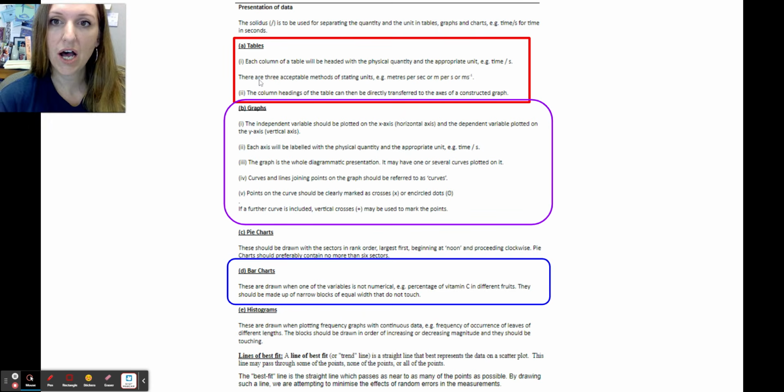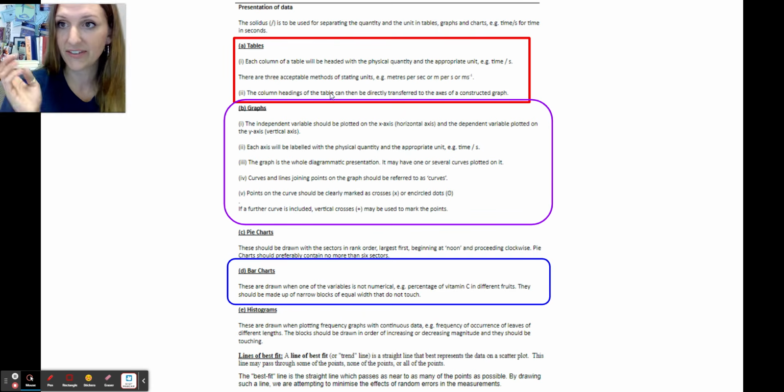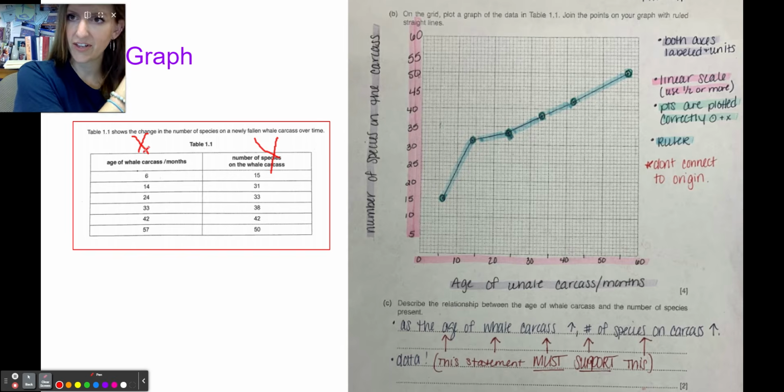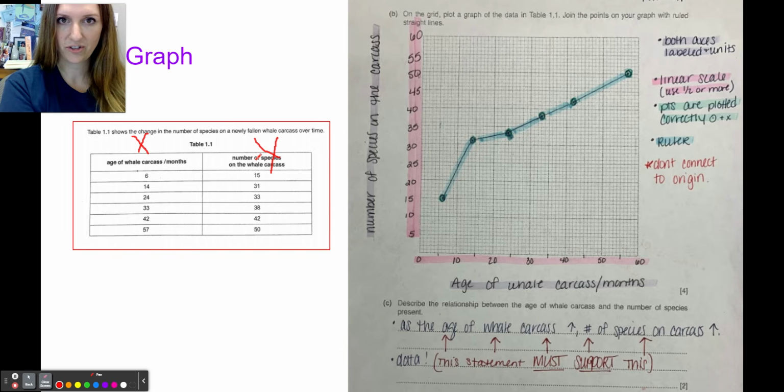Okay, and then we can take what's in the data table and immediately put it right on the axes of your graph. I'll show you that one here. We've done this before, the age of the whale carcass. Remember, this is always your X, and this is always your Y. How does the X affect the Y? How does the age of the whale carcass affect the number of species on there?